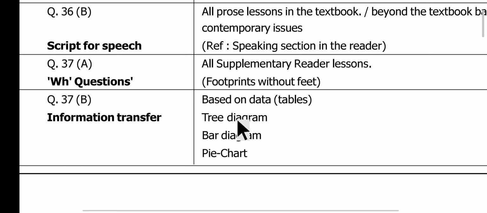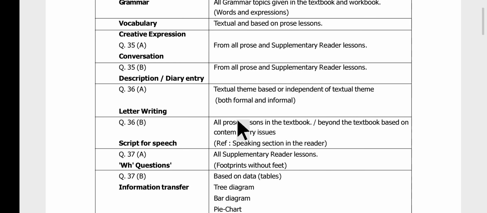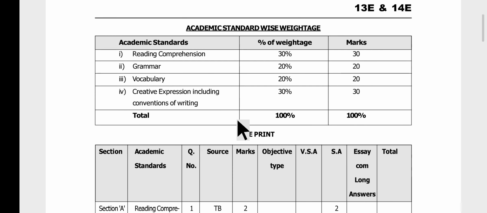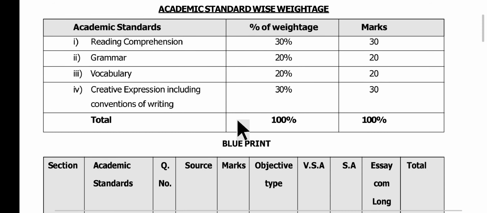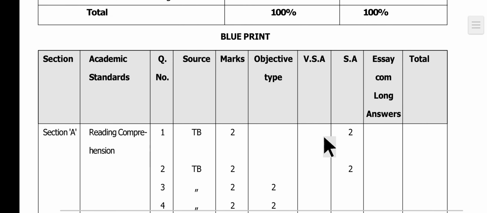So this is the sample, brief analysis of the question paper. Now we will move on to the academic standard wise weightage. So dear students, can you look at the academic standards? Here we have reading comprehension, which is for 30 marks, grammar 20%, 20 marks, vocabulary 20% weightage having 20 marks, and finally creative expression including conventions of writing, which is 30% weightage totaling 30 marks. So total 100 marks. Now look at the blueprint.